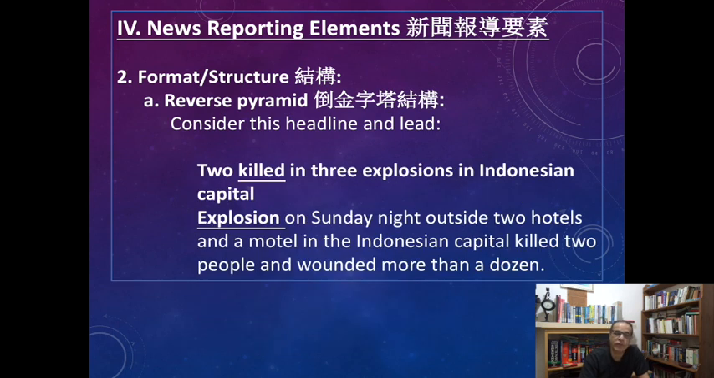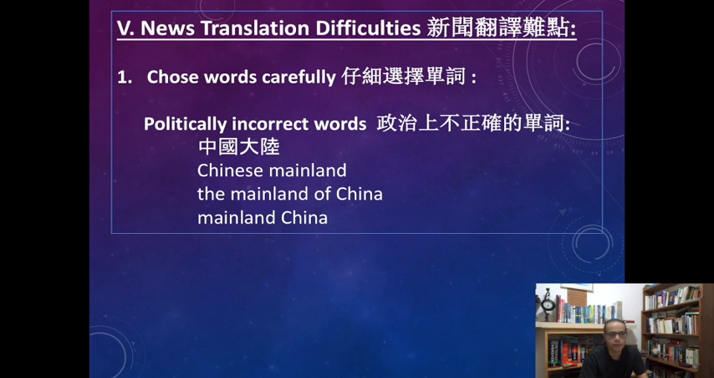is about news translation difficulties. Of course there are several things to say, but I will just mention one thing today, and that's that when you translate certain words, you always need to avoid politically incorrect words. For example, Zhongguo Dalu in Chinese, how would you translate it into English? Is it Chinese mainland, or the mainland of China, or mainland China? Actually, you first need to see who your audience is. Is your audience in China or somewhere else?